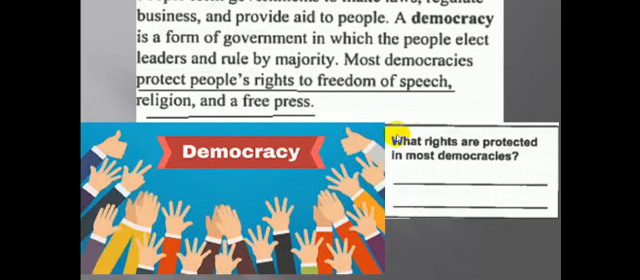So if I will ask you what rights are protected in most democracies, you will tell me people's rights to freedom of speech, religion, and free press. What is democracy? You will tell me a form of government in which people elect leaders and rule by majority.